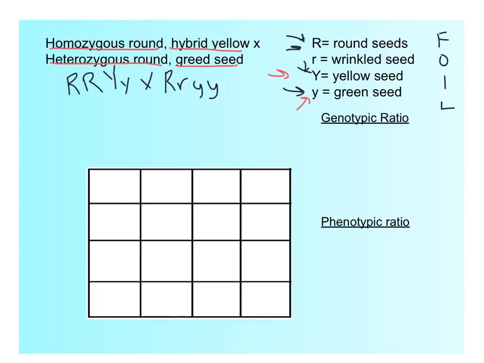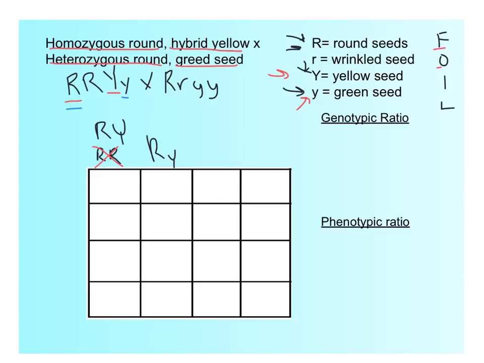Okay, step two is find out all the possible combinations of alleles in the gametes. Remember, F stands for first. Now, what I do not want to see, don't tell me the big R is first and then the big R is first. No, remember, that would be like Ron and Roy trying to have kids. Ron and Roy, both males, cannot have kids, so do not give me the same letter. I need two different letters. First, that's the first R. That is the first Y. That makes sense. Big R, big Y. O over here stands for outside. This R is on the outside and this little Y is on the outside. So that's a big R and that's a little tiny Y.